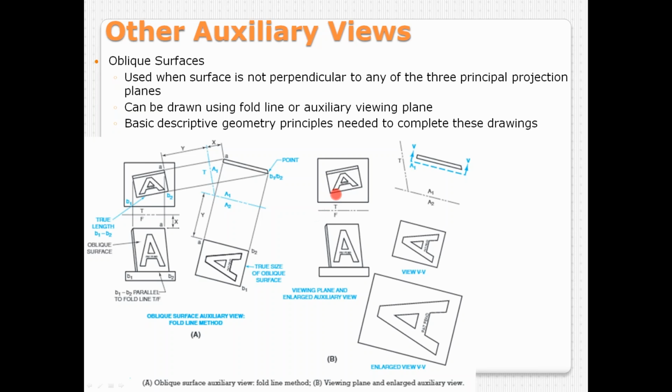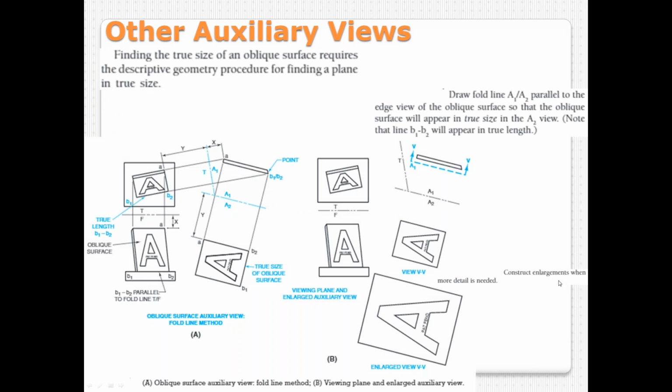Sometimes if the object is not very clear, you can always enlarge it to put more detail into the object. For other auxiliary views, finding the true size of an oblique surface requires the descriptive geometry procedure for finding the plane in true size. But we're not going to talk about this descriptive geometry now. We're going to talk about it in the next chapter.